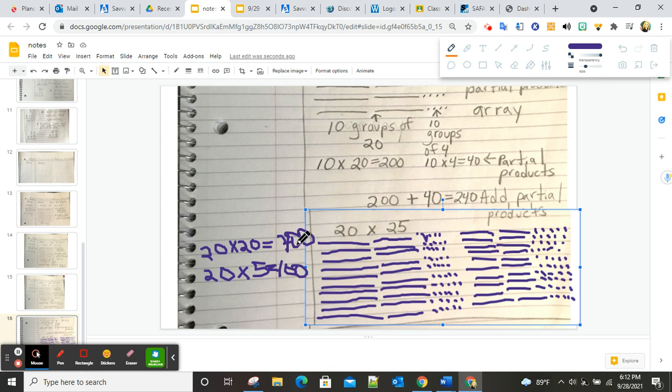So my final step to solve a problem with arrays is to add my partial products. So I have 2 partial products here, 400 and 100. And when I add them together, I get 500. So there is how you use arrays with base 10 blocks and partial products to solve 2-digit numbers times multiples of 10. Thank you. Bye.